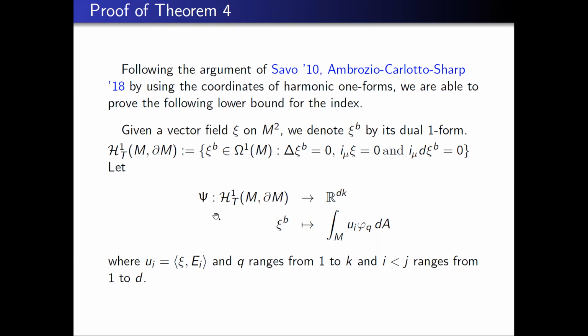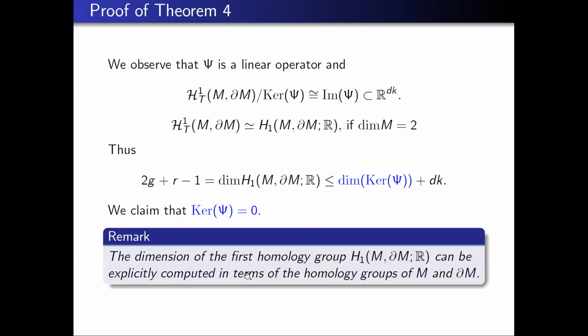Define the map phi from H^1_T to R^{dk} in this way. And here, u_ij denotes the product of psi, e_i and Q, ranging from 1 to k, and i smaller than j ranging from 1 to d. We observe that phi is a linear operator, so H^1_T(M, boundary M) over the kernel of phi equals the image of phi, and the image is a subspace of R^{dk}.